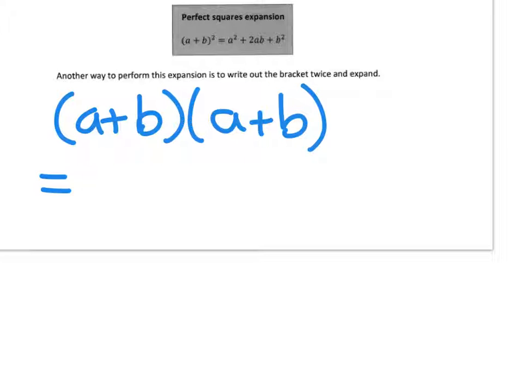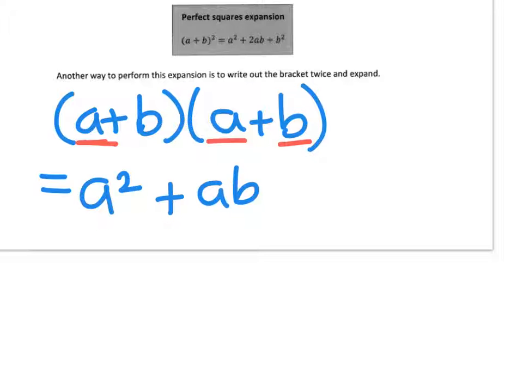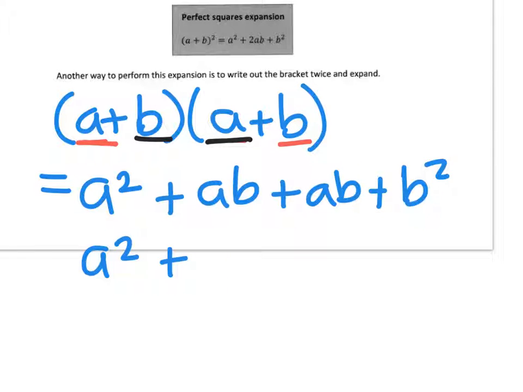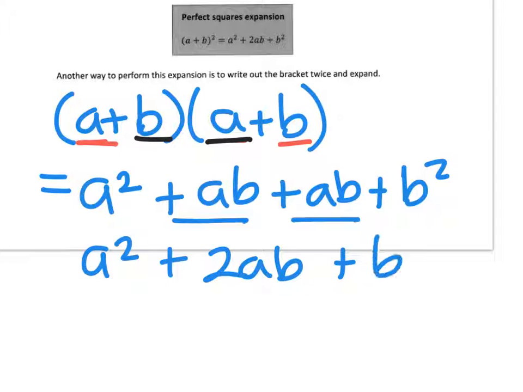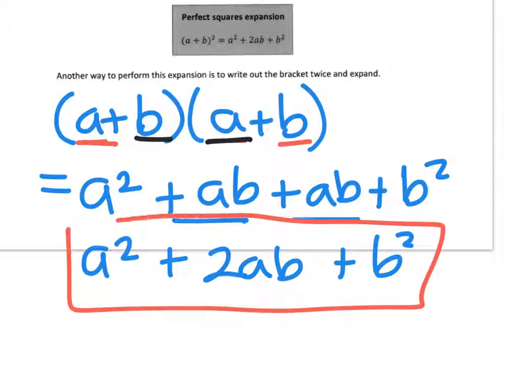So what you'll get is, you're going to do a times a is a squared. We're going to do this a times this b, which is going to give you plus ab. Now we're going to do this b times this a, which is going to give you ba, or we can just call it ab as well. And b times b is b squared. Okay? So it's going to give you a squared plus, now if you look, we have ab and we have another ab, so we have two of them. Okay? So you see, if you just expand it like normal, it gives you what the pattern tells you.